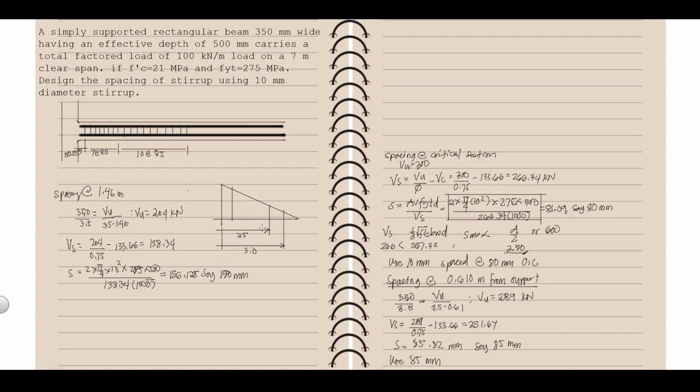So 6. So sabi natin maglalagay tayo ng kahit 7. Yan. Maglalagay tayo ng 7. So 1, 2, 3, 4, 5, 6, 7. Right? So that is 7 at 150 mm. Okay, so ilan yung total niya?